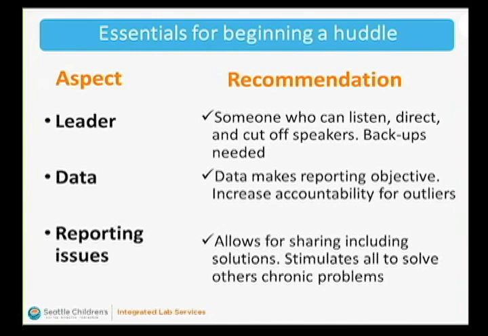We integrated data into our Huddle, and you can decide if you want data there or not. In some respects, reporting data increases accountability for when a section has outliers around that data. It also is a good way of tangibly communicating what's happening in a section. While you want all the issues reported, you're unlikely to be able to solve those issues, but in fact, with everyone aware of other people's issues, it can stimulate them to solve their own problems.